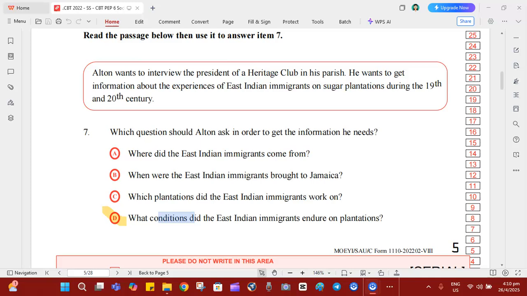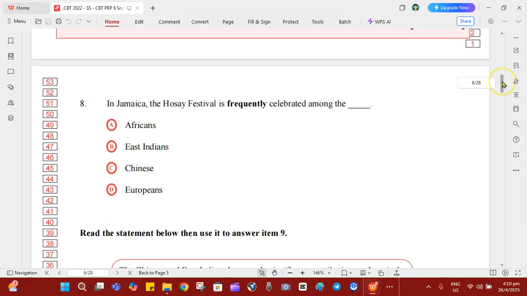All right, moving on nicely. Let's go to number 8. In Jamaica, the Hosay Festival is frequently celebrated among which group? A, Africans, B, East Indians, C, Chinese, D, Europeans. It's the East Indians. That's one of their religious festivals.